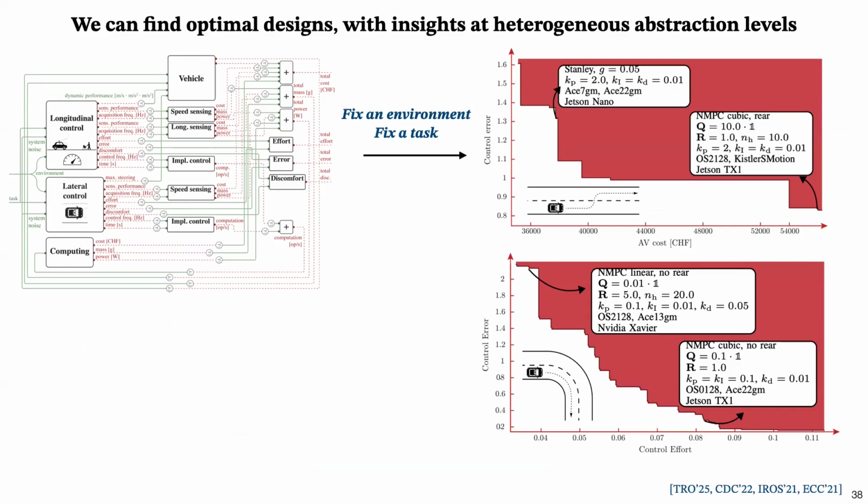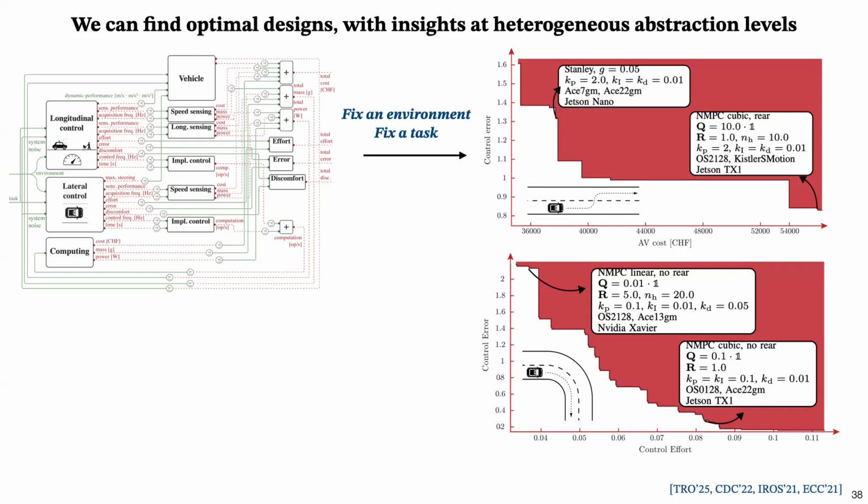Now, for each one of these things, you can look at optimal solutions in terms of the error of the control action and the overall cost of your autonomy stack or the vehicle. And you can quickly change whatever metric you care about into other metrics here, for instance, control effort.